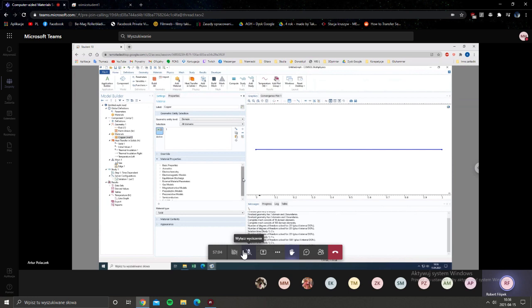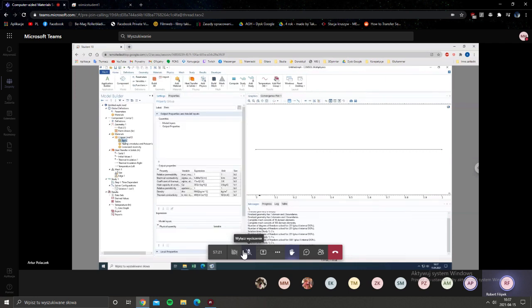Could you open this, press this triangle near copper to the left? All right. So, in the materials. Okay. So click to basic. All right. So we have here CP, we have here density, and we have thermal conductivity.